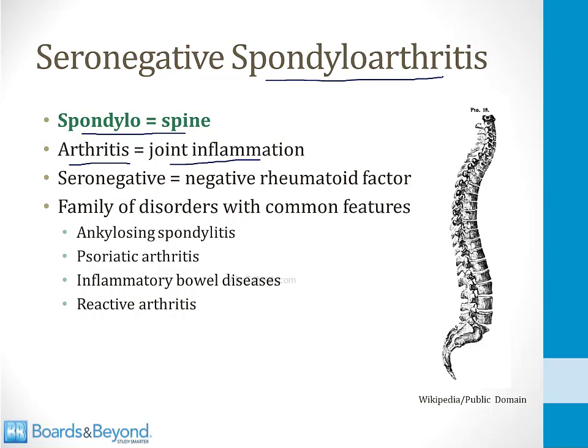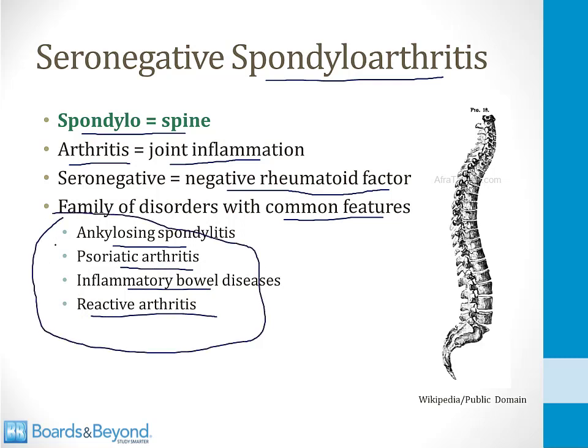And the disorders we're going to talk about in this video are called seronegative spondyloarthritis, and they get the name seronegative because in these disorders there is a negative rheumatoid factor test. These conditions were originally thought to resemble rheumatoid arthritis, but they have a negative rheumatoid factor test, hence they were called seronegative spondyloarthritis conditions. And these are really a family of conditions, but they all share some common features, which we'll talk about in this video. The conditions that are considered seronegative spondyloarthritis disorders are ankylosing spondylitis, psoriatic arthritis, inflammatory bowel disease, and reactive arthritis. And we'll talk about all of these in the next few slides of this video.